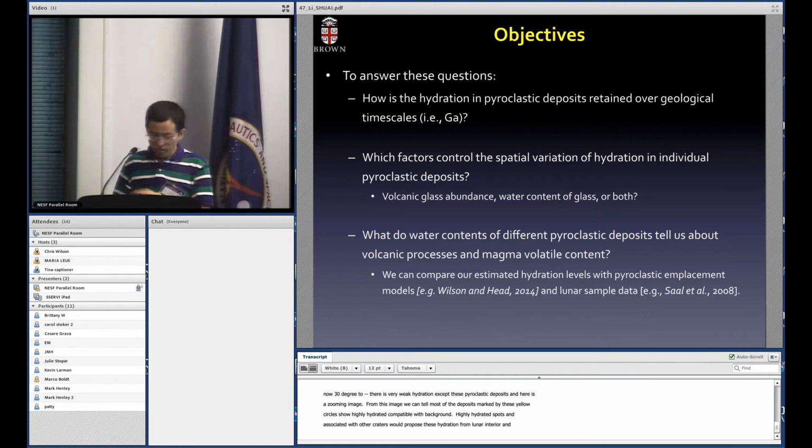So the questions for this study are: how is this hydration retained in pyroclastic deposits over geological time scale, and which factors control the spatial variation of hydration in individual pyroclastic deposits, such as volcanic glass abundance or water content in the glass? And last, we want to understand what the water content of pyroclastic deposits tells us about volcanic processes and volatiles in the magma source. We can compare our estimated hydration with those derived from the pyroclastic emplacement model as just introduced by Jim, and also lunar sample data.